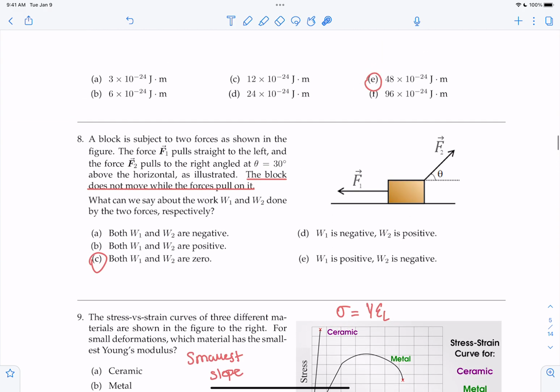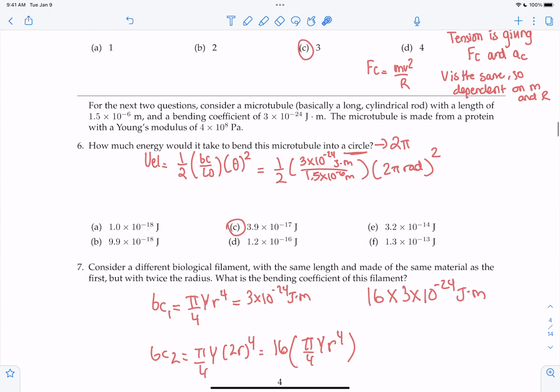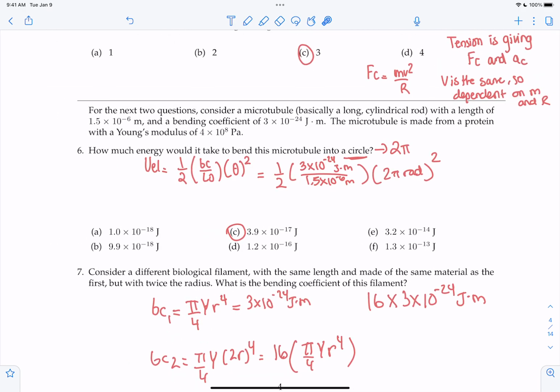Oh, you keep getting 1.9 times 10 to the negative 17 for this one? 1.9? So you take 1/2 times 3 times 10 to the negative 24 divided by 1.5 times 10 to the negative 6. Put that in parentheses. And then multiply by 2 pi radians, 2 pi squared.